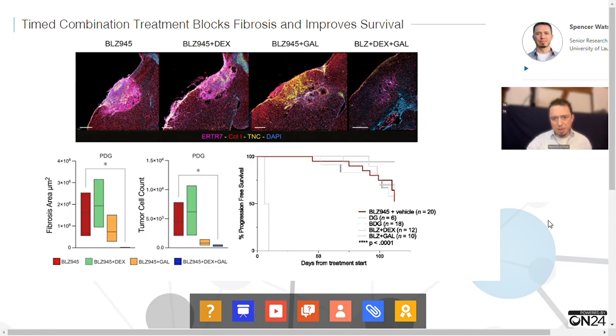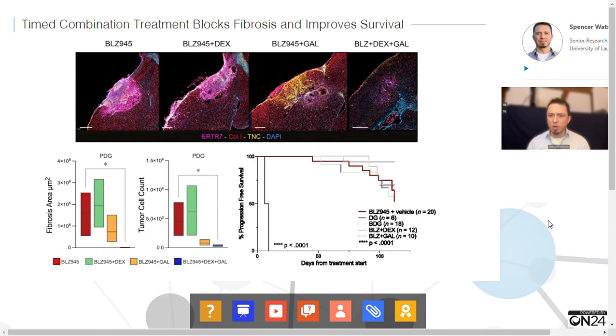The slide's a little messed up here, but the red line that you can hopefully see here is PLX alone. And with that, we got about 50% survival, similar to previous studies. When we added dexamethasone and galunisertib on their own, without PLX, we get no survival benefit whatsoever. It's as if we just give these mice vehicle, and sadly, they die off very quickly.